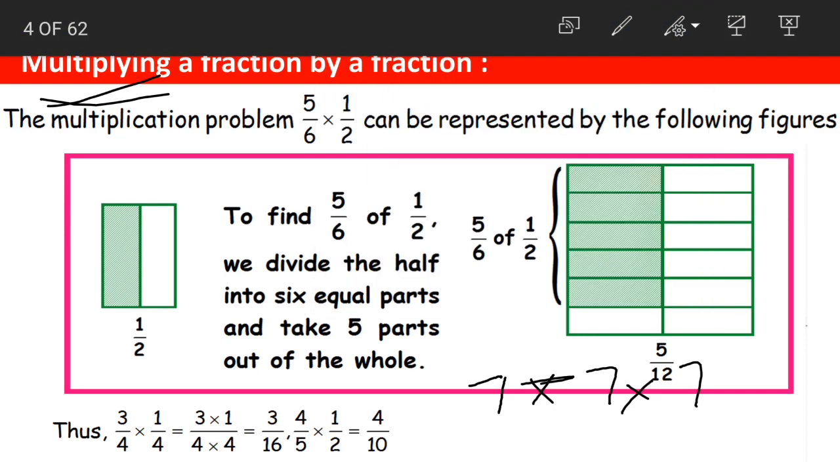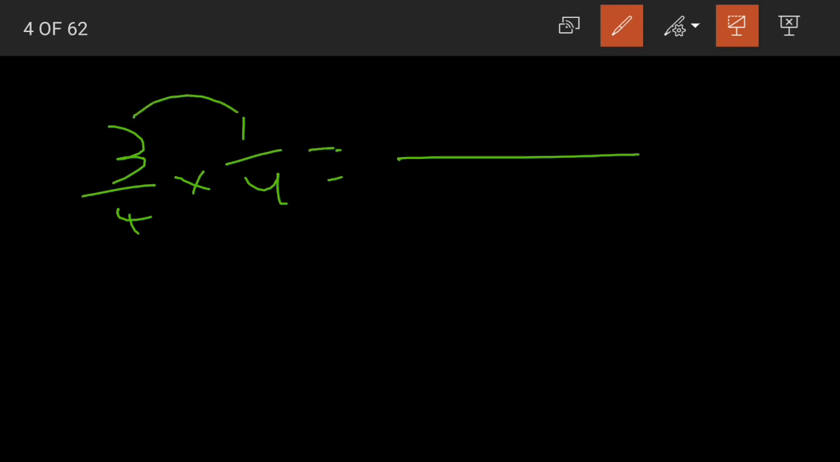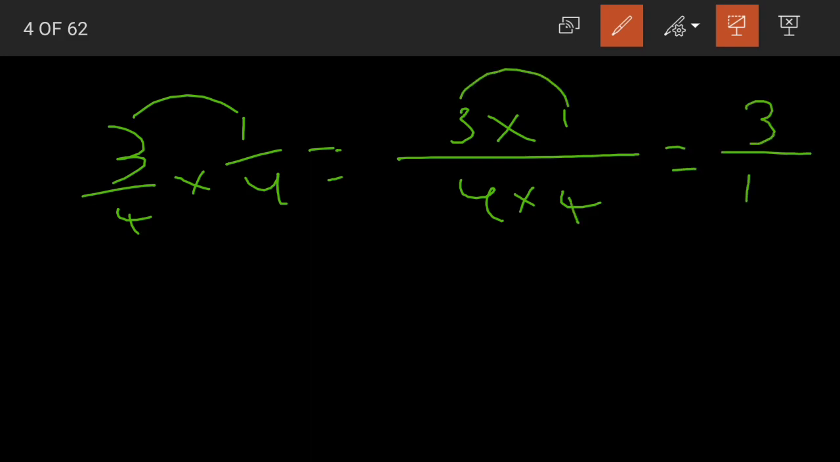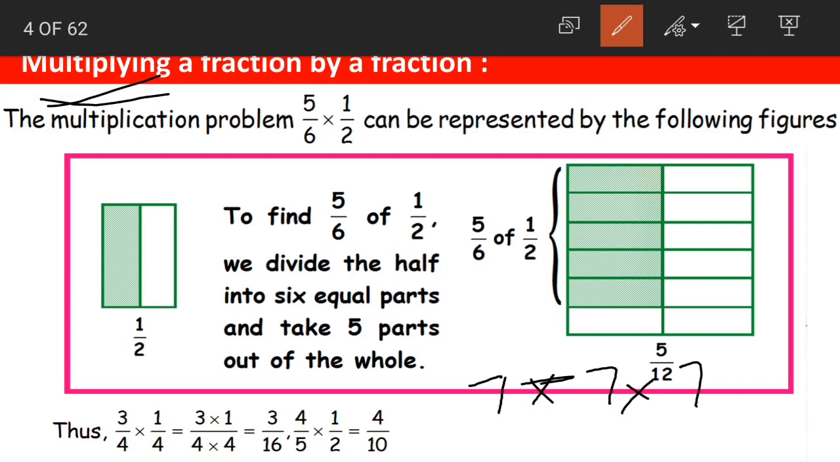Now here we are given an example. See, 3 by 4 into 1 by 4. What did I say? Just simply draw this line, multiply the numerators above and multiply the denominators below. 3 ones are 3 divided by 4 fours are 16. Simple, right, students? 3 by 4 into 1 by 4 is equal to 3 by 16.